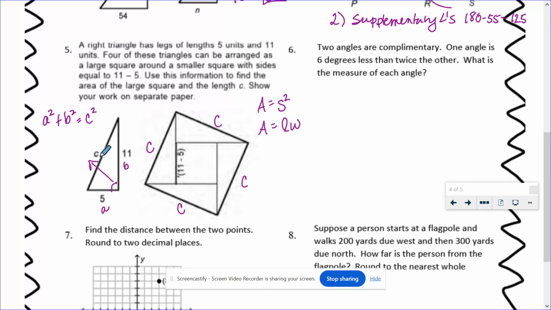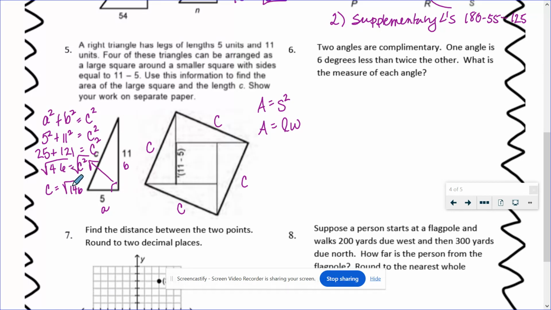C is always the one that we know is across from the right angle. So I'm going to put 5 squared plus 11 squared equal to c squared. So 25 plus 121 equals c squared. They're on the same side, so I'm just going to add them together. And then to find out what c is, I'm going to take the square root of both sides. So c is equal to the square root of 146, which is an irrational number.